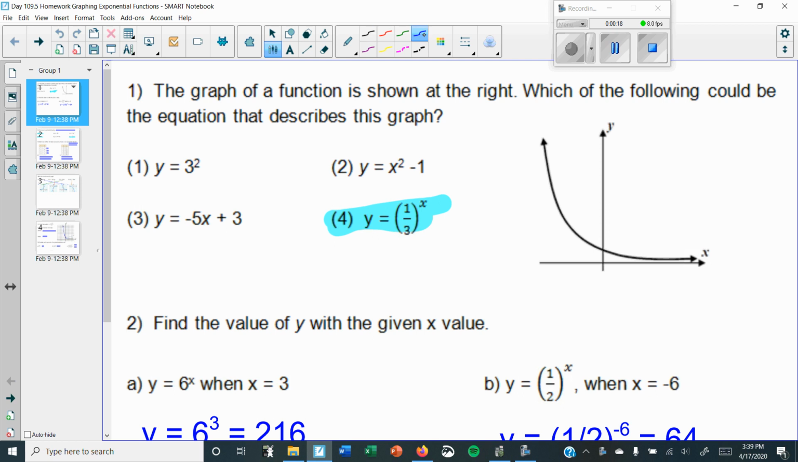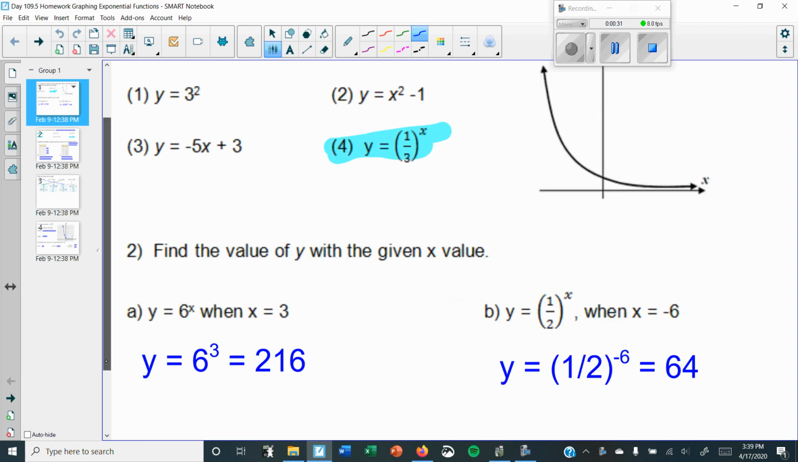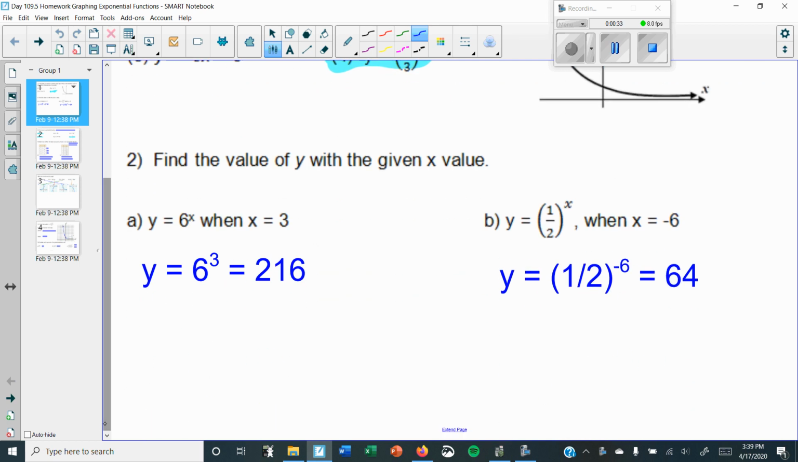So, the graph of the function is shown at the right. Which of the following could be the equation that describes this graph? Again, for all my students, y equals, yes, calculator. Just type it in, see which one looks like that. That should have been easy. And remember, you can always pause the screen if I'm going too fast.